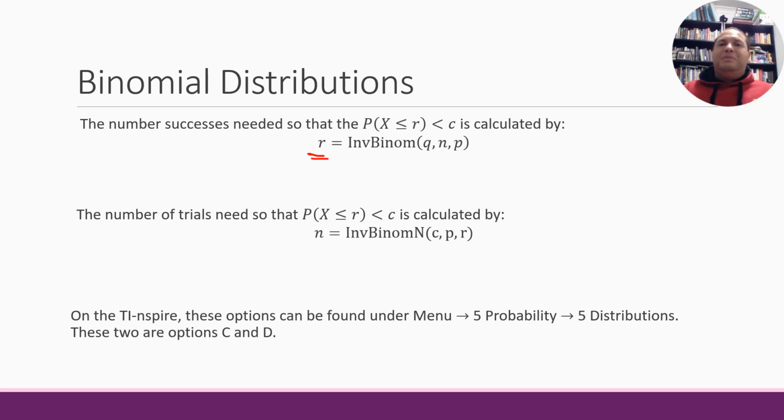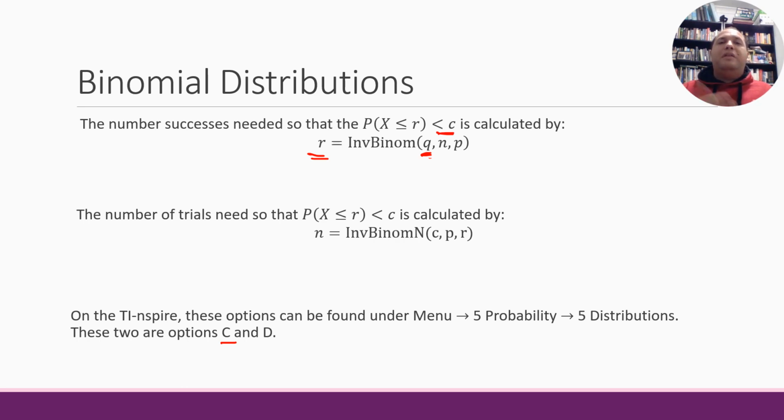Once again, on your TI Inspire, this is going to be option C, and it will ask you to input the data, where C is the probability we're looking for, where N is the number of trials you're having, where P is the probability. It will ask you for those things. Key note with how this is worked out, students, is that this is cumulative. So we are looking for a value where the sum up to this point is less than the probability we've been given. It is all cumulative.